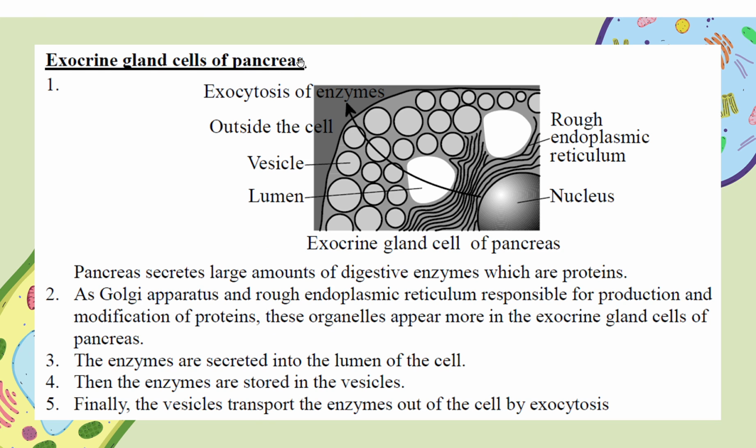The pancreas secretes a lot of enzymes, and the enzymes are proteins. So this gland cell has a lot of rough endoplasmic reticulum and Golgi apparatus. And you see the nucleus, rough endoplasmic reticulum, and after they make the enzyme, it is stored in the lumen. After that, they use vesicles to transport the enzyme out. So you see the structure is like this. It is not a micrograph. A micrograph is more blurry, actually.